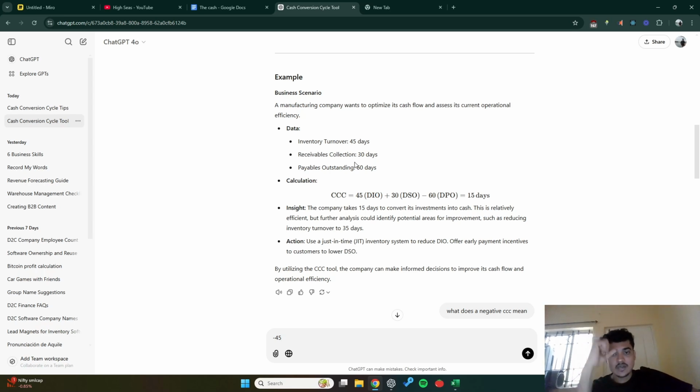So what you need to do is drive the inventory turnover to zero. Drive receivable collection from 30 days to zero. Increase the payable outstanding to infinity. That's the best scenario you can have.